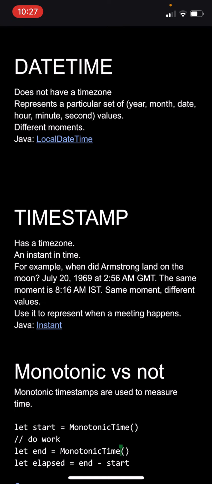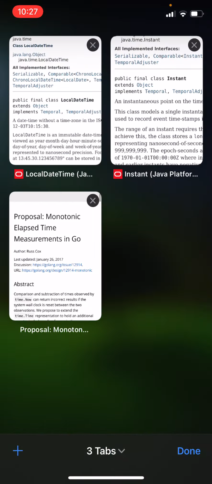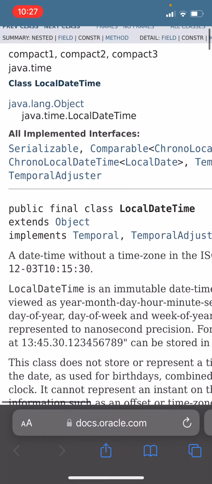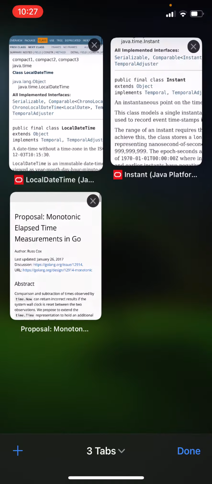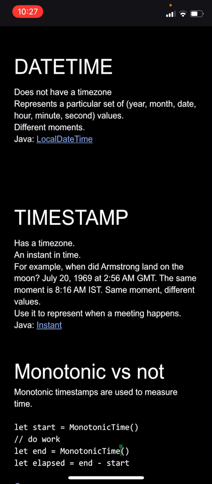MySQL uses datetime for this, Java uses the LocalDateTime class, and this is a LocalDateTime class. Different languages use different classes. The second concept is a timestamp. It looks similar to datetime, but you should not use it interchangeably. It represents a completely different concept.